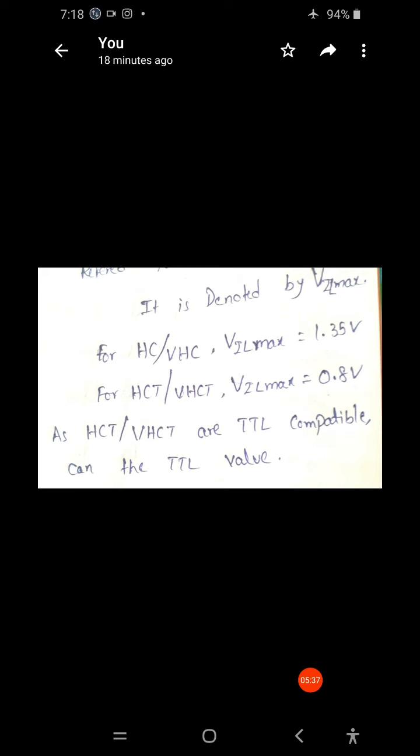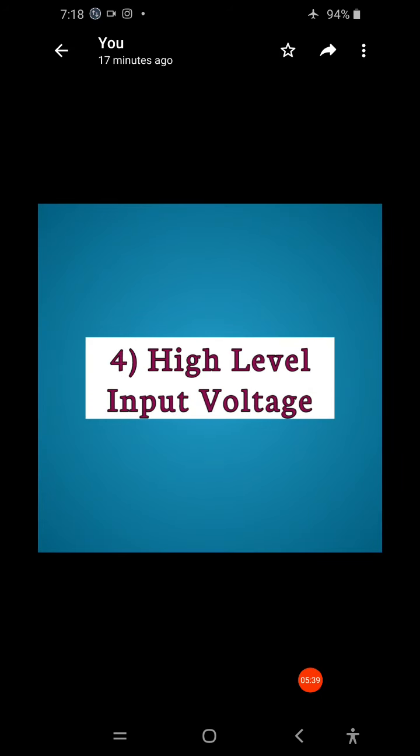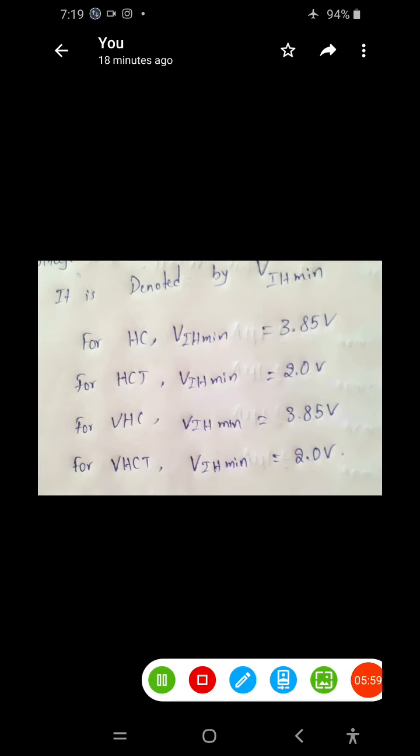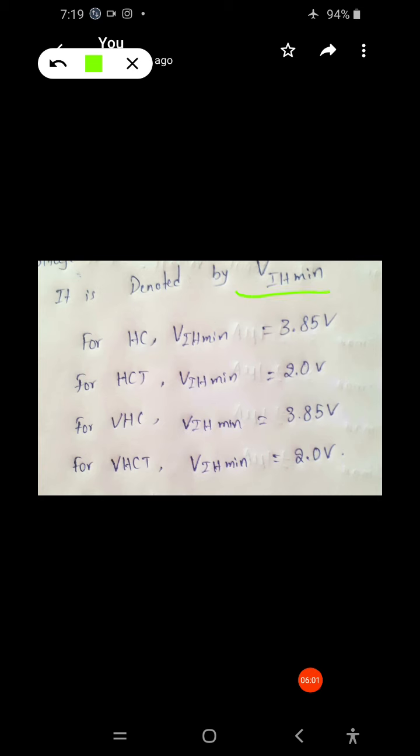Next one, high level input voltage. It represents the minimum input voltage which is referred to as the high value, and it is denoted by VIH minimum.